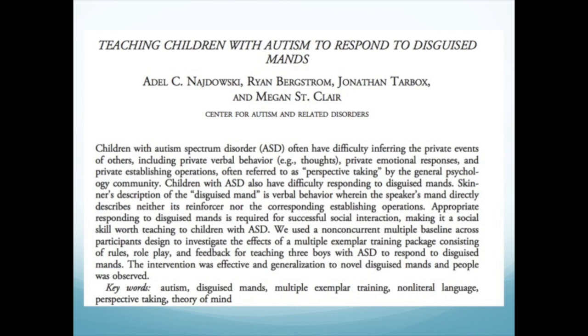We used a non-concurrent multiple baseline across participants design to investigate the effects of a multiple exemplar training package consisting of rules, role play, and feedback for teaching 3 boys with ASD to respond to disguised mands. The intervention was effective and generalization to novel disguised mands and people was observed.